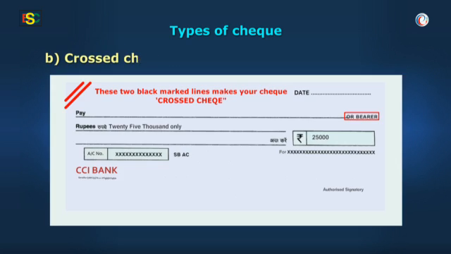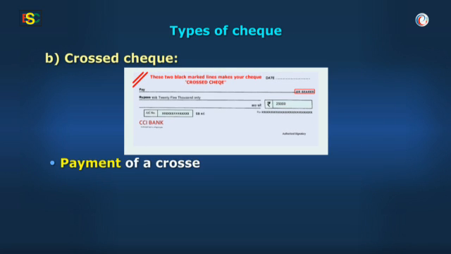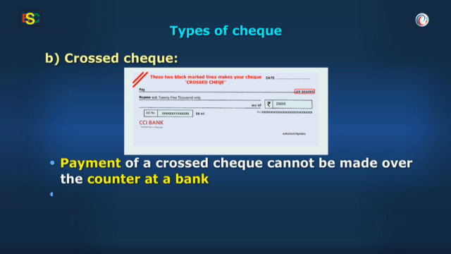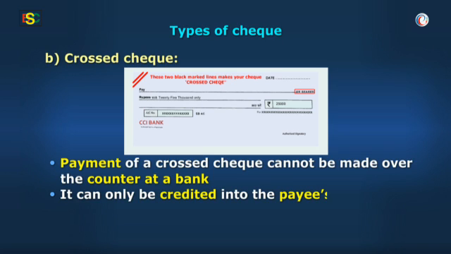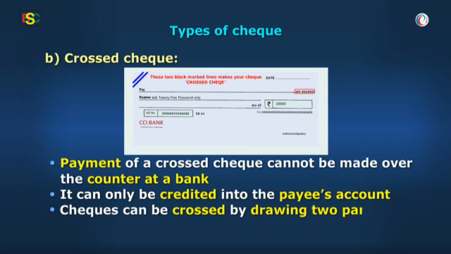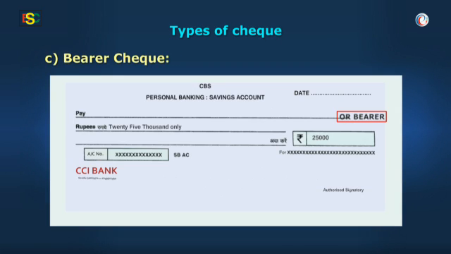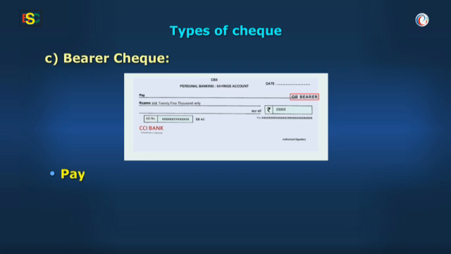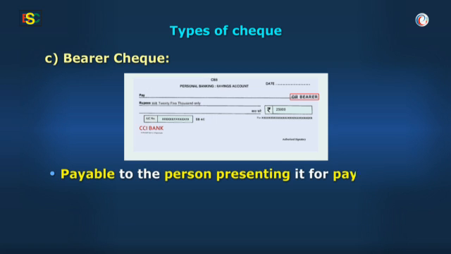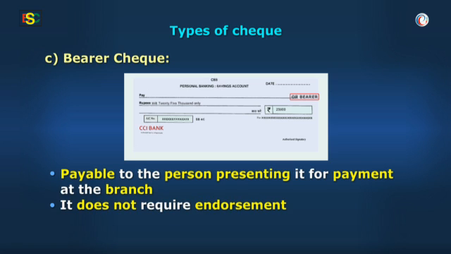B. Cross check. Payment of a cross check cannot be made over the counter at a bank. It can only be credited into the payee's account. Checks can be crossed by drawing 2 parallel lines across the top left corner. C. Bearer check. A bearer check is payable to the person presenting it for payment at the branch. It does not require endorsement and can easily be transferred.